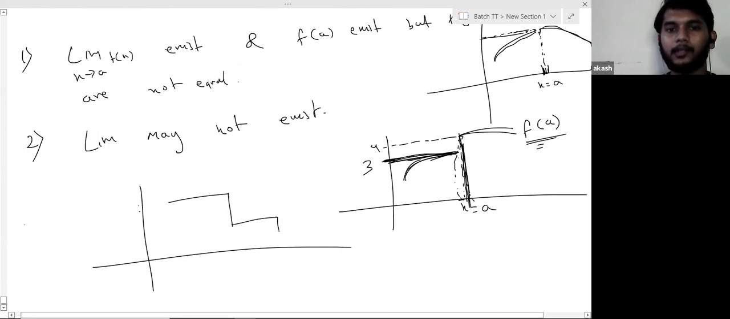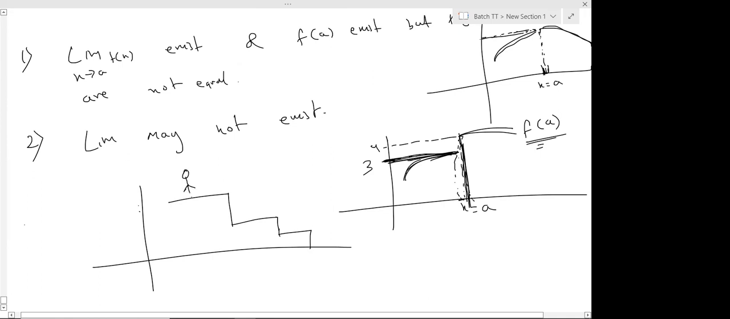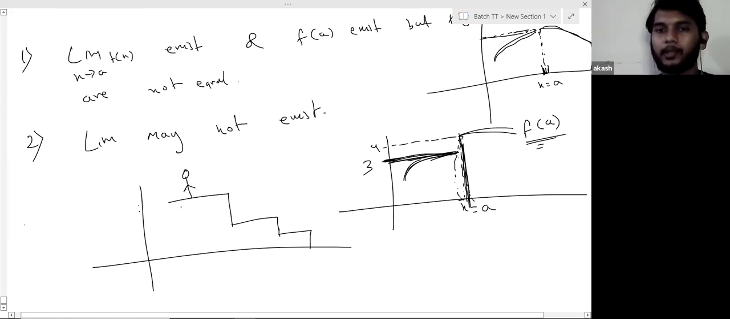Suppose the stairs of your house. You are standing here and walking. At this point, if you move one foot to your front, that means on the right, then the floor is on the same level. If you move one foot on the left, then the floor is on the same level. So this is a flat surface.